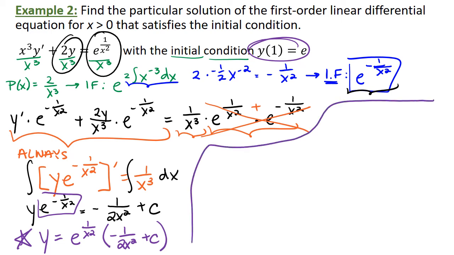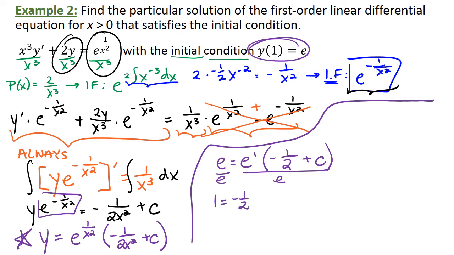And when I do, I end up with the following. e is equal to e to the power of 1 times negative 1/2 plus c. Now, I want to try to find the value of c, so what I'm going to do is try to get rid of this e, and I'll do that by dividing by e. So I have 1 equals negative 1/2 plus c. I'll add 1/2 to both sides, and I find that 3/2 is equal to c.